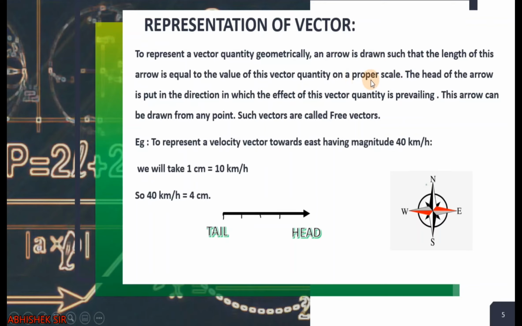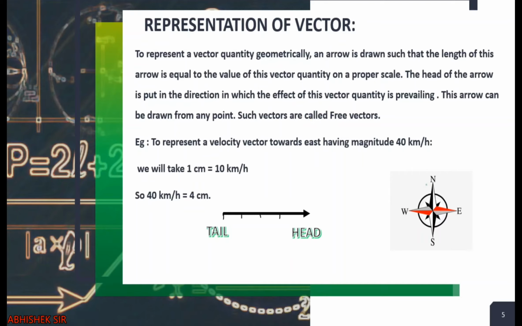So we have to form a proper scale, then only we can convert the value to the length. Okay, the head of the arrow is put in the direction in which the effect of the vector quantity is prevailing, as we will deal with magnitude and direction both. So we need to put the head of the arrow in a specific direction. Now this arrow can be drawn from any point, so that is why it is known as a free vector. In future we will also see that vectors must be drawn from a specific point. So right now whatever we will see will be of free vector.